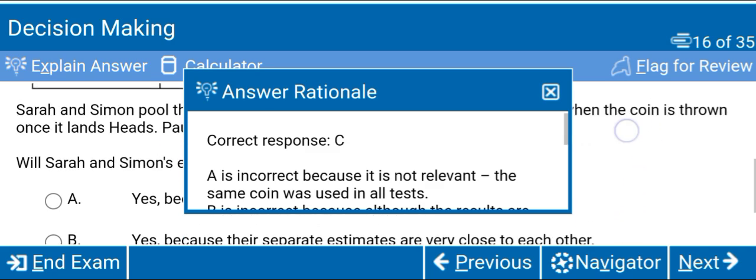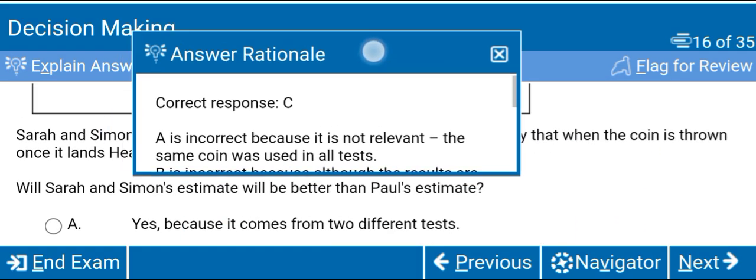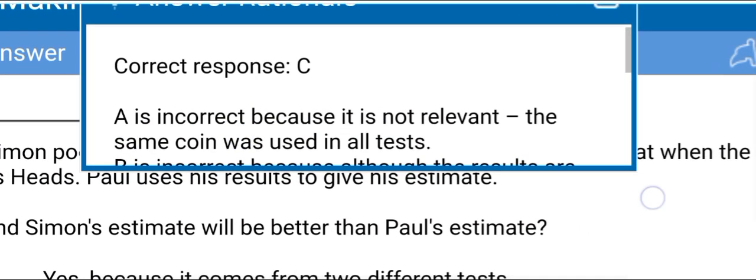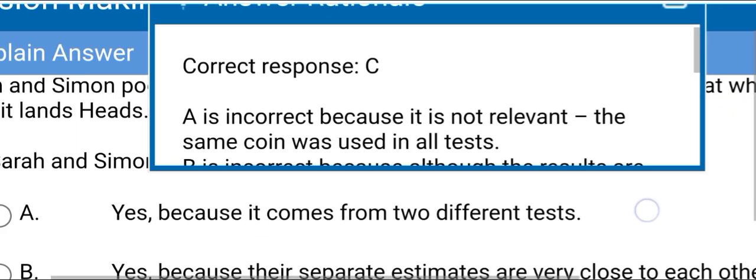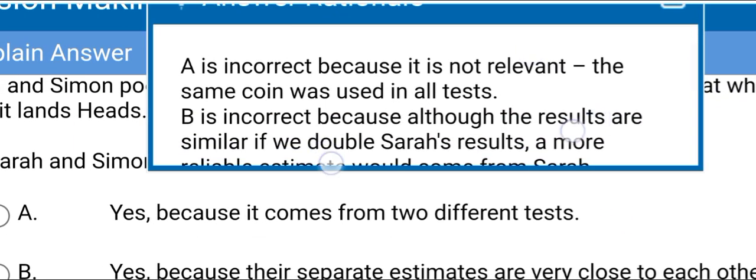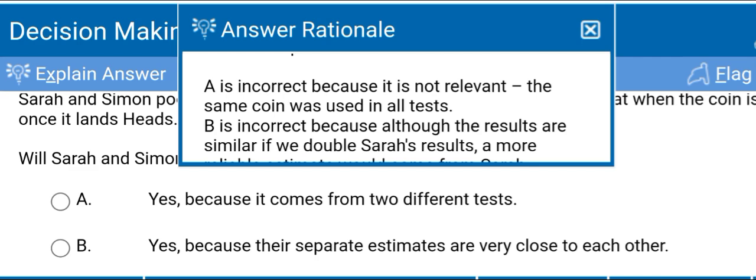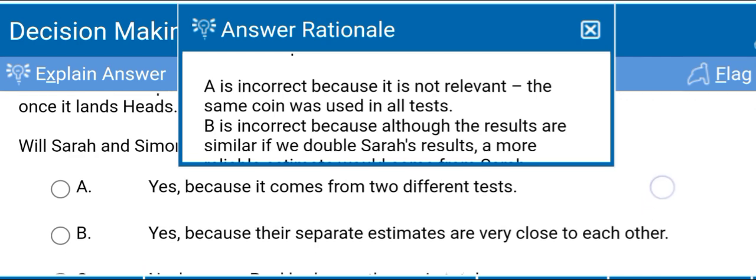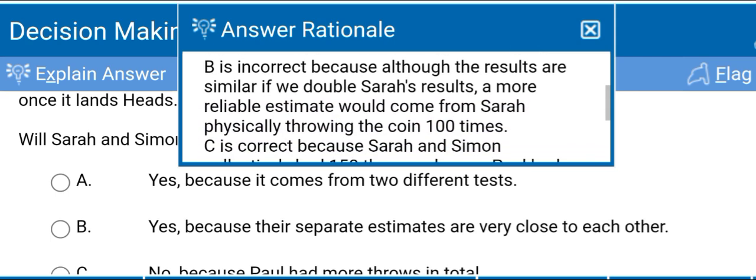So here we have correct option is option C. A is incorrect because it is not relevant. The same coin was used in all tests. B is incorrect because although the results are similar, if we double Sarah's results, a more reliable estimate would come from Sarah physically throwing the coin 100 times.